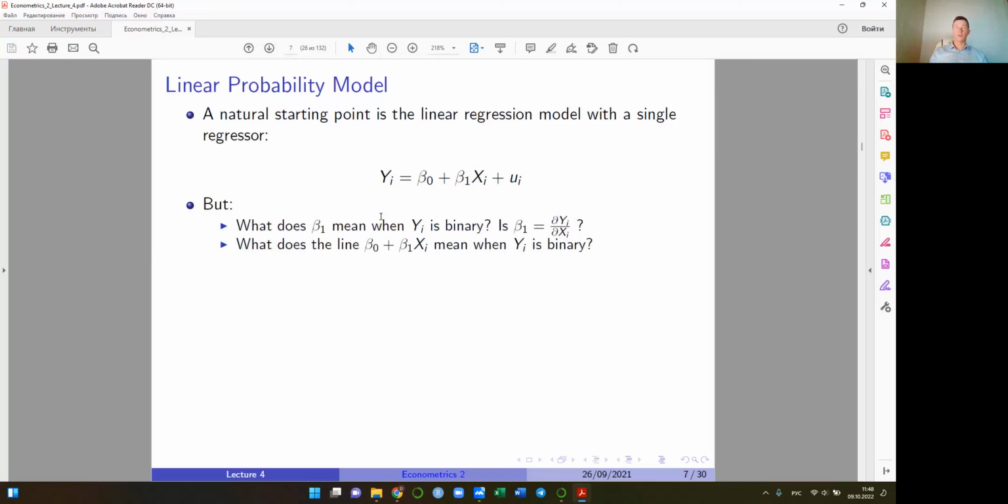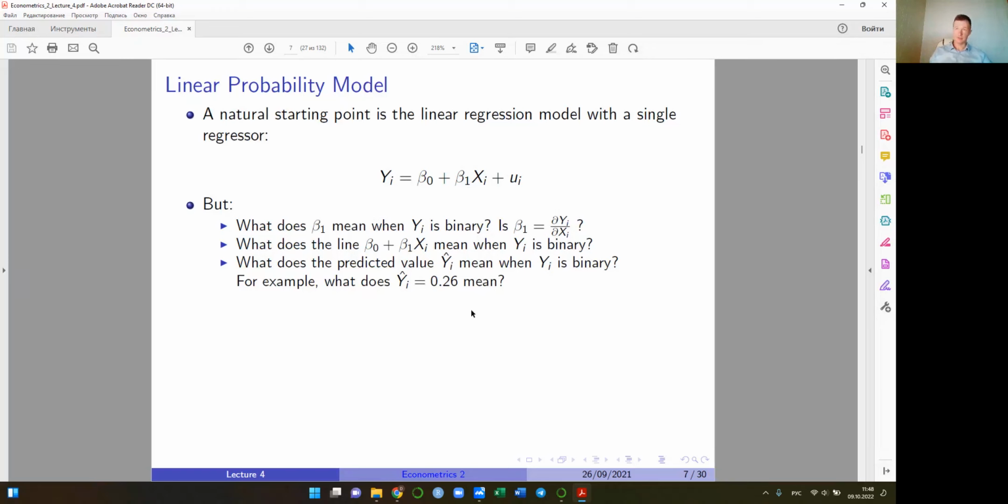Next question: what does this line mean if y is binary? If y is binary, technically there is no line, because y has only two levels, either 0 or 1, and a line is continuous. How does this interpretation change? What does the predicted value mean when y is binary? For example, if we plug something into this estimated regression line and we get 0.26, what does this mean?